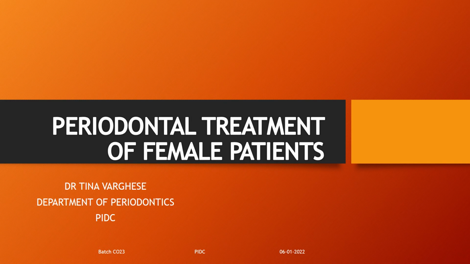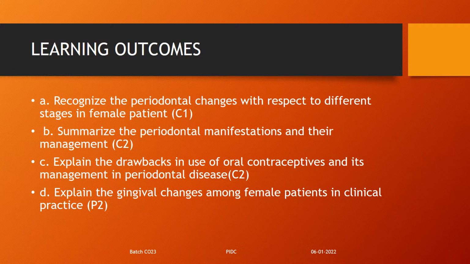Today's topic is on periodontal treatment of female patients. The learning outcomes are: first, recognize the periodontal changes with respect to different stages in female patients; summarize the periodontal manifestations and their management; explain the drawbacks in use of oral contraceptives and its management in periodontal disease; and the last one, explain the gingival changes among female patients in clinical practice.